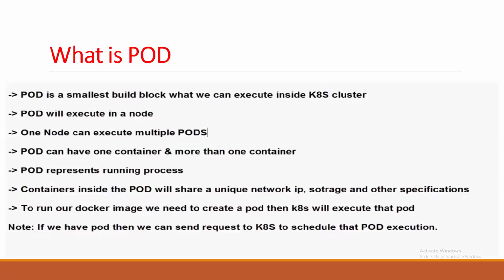One node can execute multiple pods. A pod can have one container or more than one container. A pod represents a running process. Containers inside the pod will share a unique network IP, storage, and other specifications. Guys, now you understood? So that's why we are using the pod, right? The pod will share the network, the IP addresses, and the specifications.